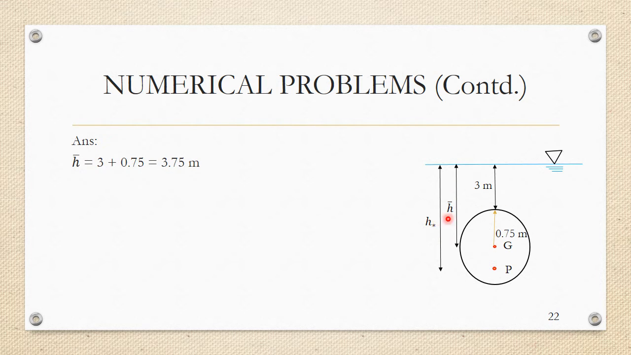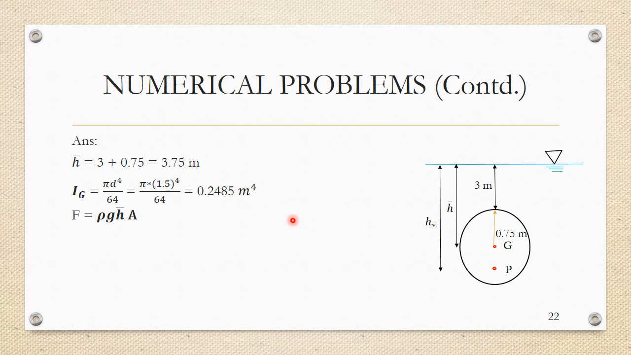Now area is pi r squared, which is pi into 0.75 squared for a circle, and total pressure force is given by rho g A H bar. So we can find that out. Here I've also calculated the Ig directly. It's given by pi d raised to 4 by 64. I can also use pi r raised to 4 by 4. And I found that Ig is equal to 0.2485 meter raised to 4. The dimensions of Ig, do not forget, is meter raised to 4.